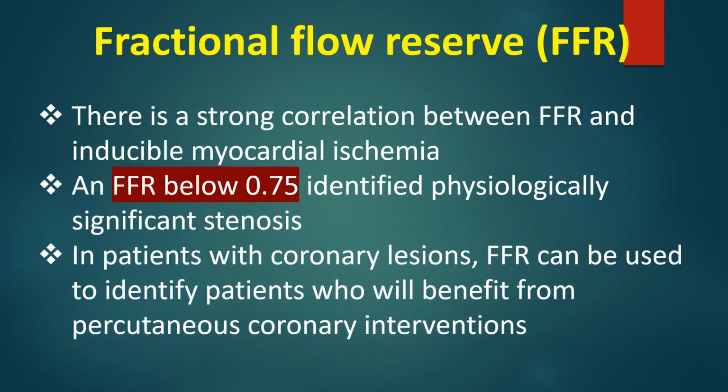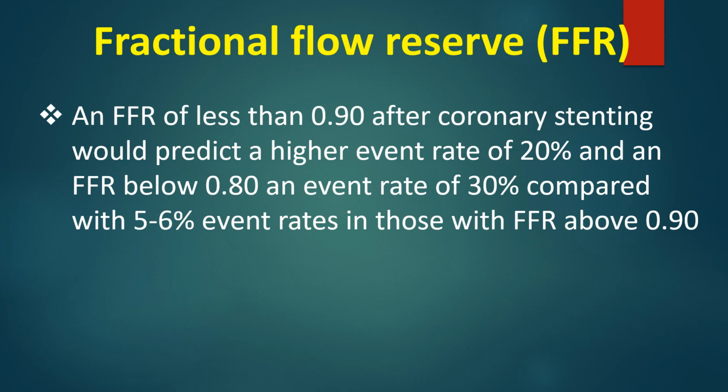There is a strong correlation between FFR and inducible myocardial ischemia. An FFR below 0.75 identified physiologically significant stenosis. In patients with coronary lesions, FFR can be used to identify patients who will benefit from percutaneous coronary interventions. An FFR of less than 0.90 after coronary stenting would predict a higher event rate of 20% and an FFR below 0.8 an event rate of 30%, compared with 5 to 6% event rates in those with FFR above 0.9.